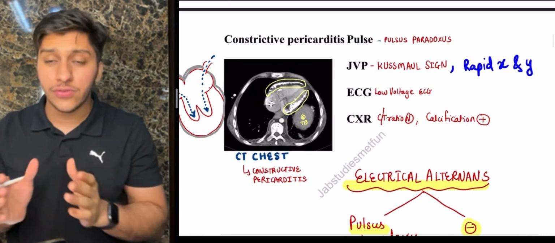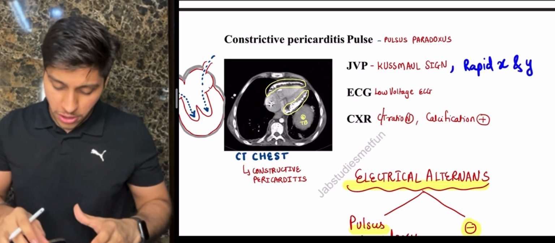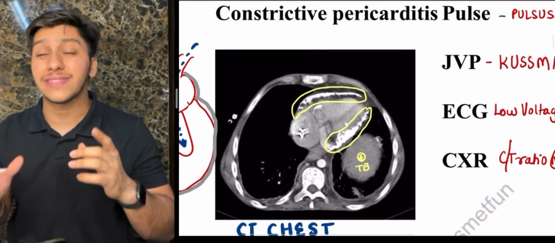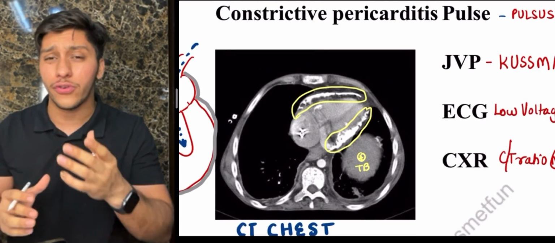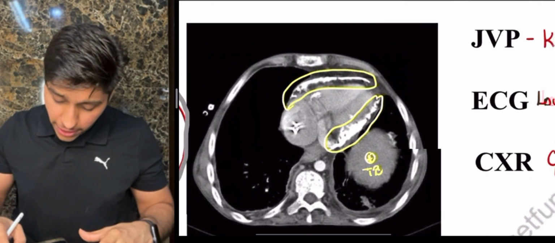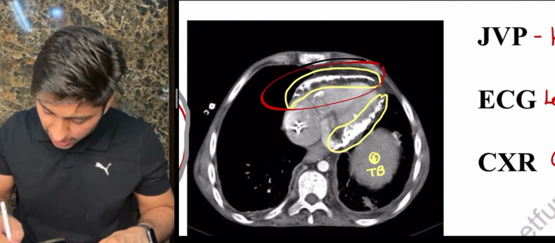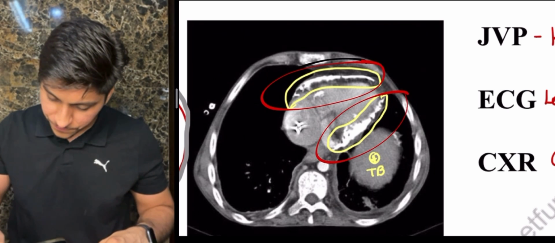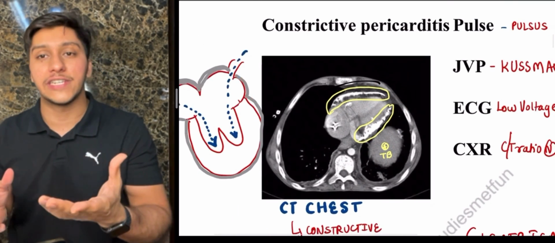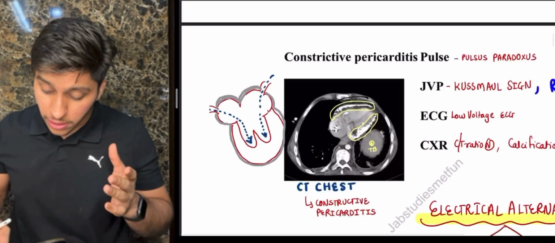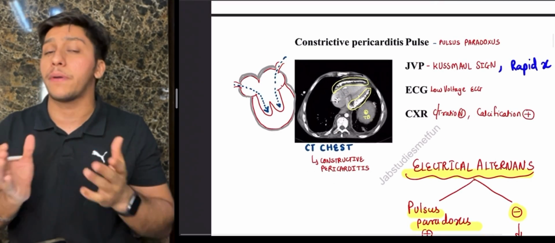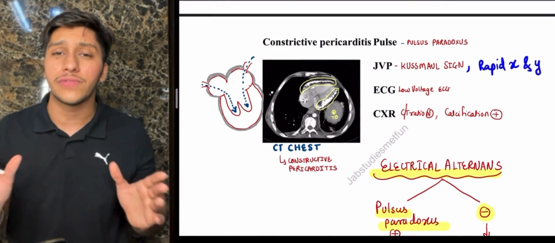So the next condition which you have to remember is constrictive pericarditis. See how I remember: C for constrictive, C for calcium-type deposition. You can see around the borders of the heart that there are calcium depositions, like opacities basically. So what are the features which you see in constrictive pericarditis? This can also be associated with TB.